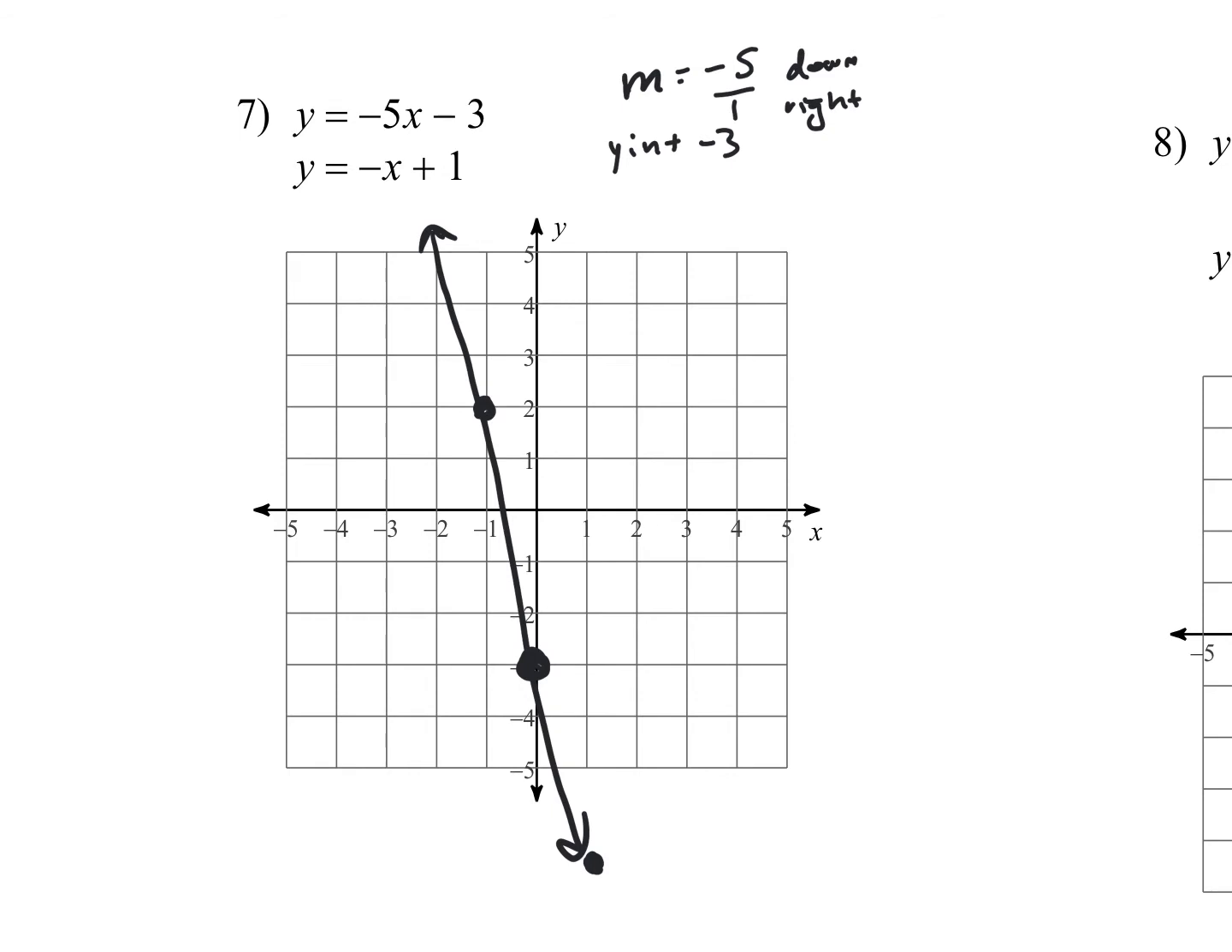Now for the second one, what's my slope? Negative 1 over 1, and what's my y-intercept? 1. So I'm going to put my first point at 1, and then how do I do the slope of negative 1 over 1? Down 1, right 1, down 1, right 1. Could also go up 1, left 1, and then just connect your dots.